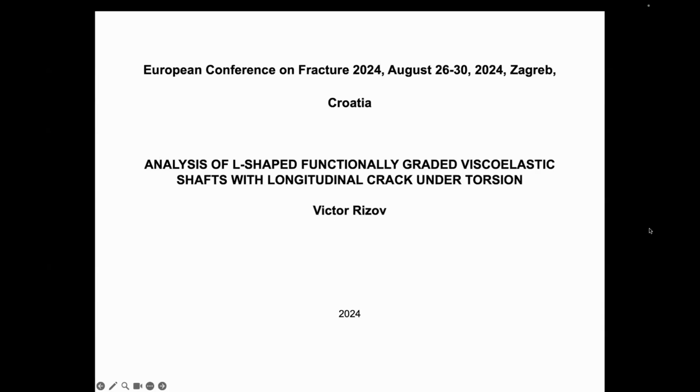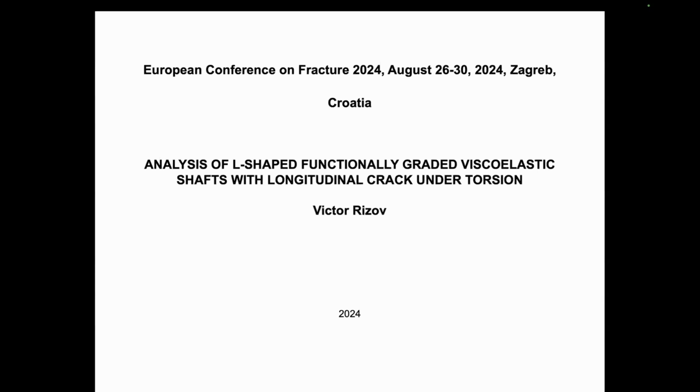The title of this paper is Analysis of L-shaped, functionally graded viscoelastic shafts with longitudinal crack under torsion. The current analysis is concerned with longitudinal fracture in an L-shaped, functionally graded shaft of circular cross-section.